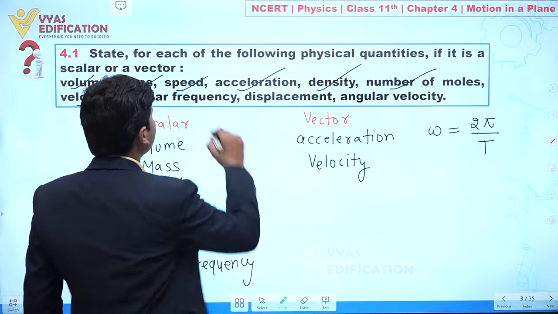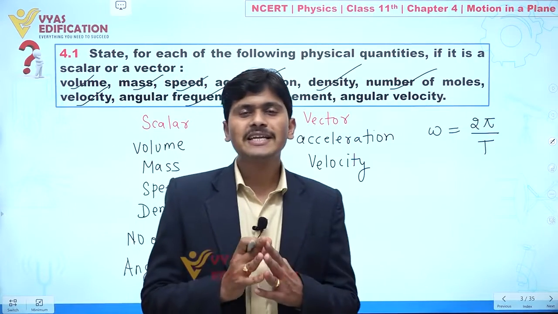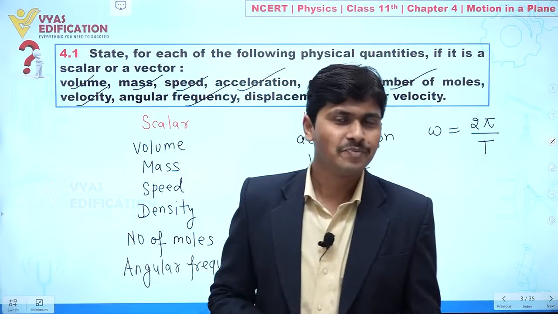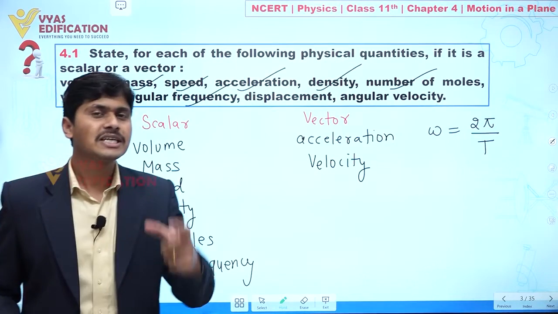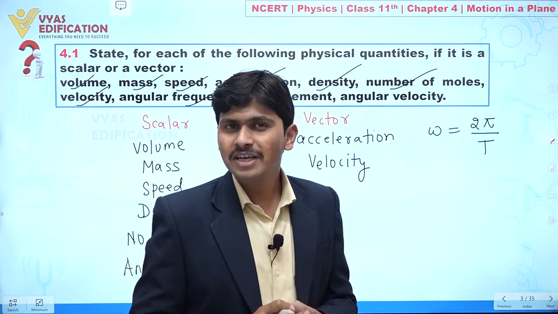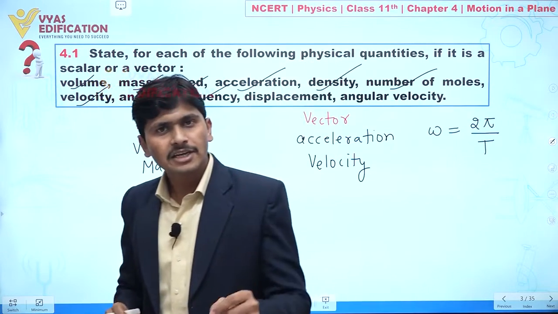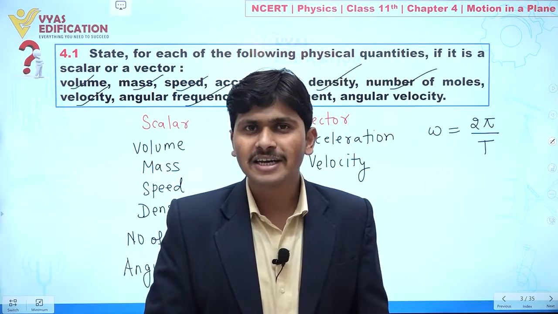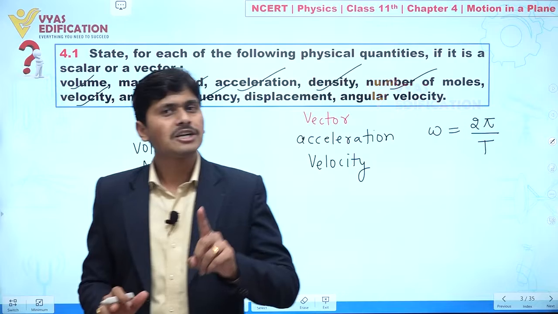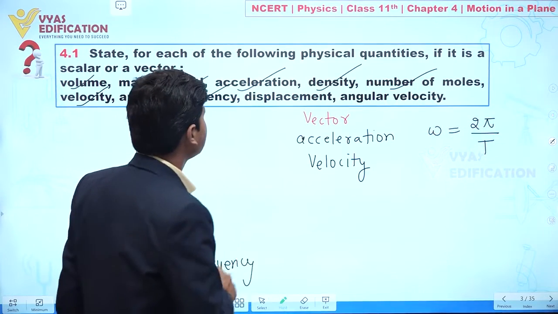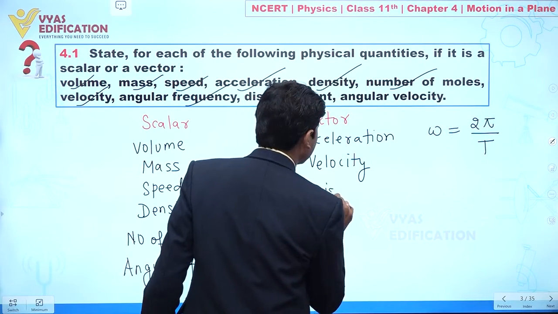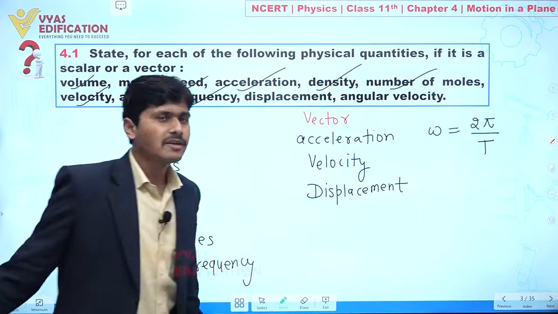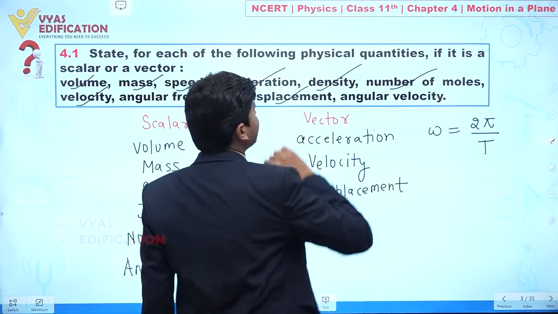Now if we talk about displacement, displacement is defined as the minimum shortest distance between the final point and the initial point, or the minimum straight line distance between the initial and final point. It means that with the magnitude and the unit, we are also specifying the direction of this physical quantity, and the direction is from the initial to the final position. So displacement comes into the category of vector.